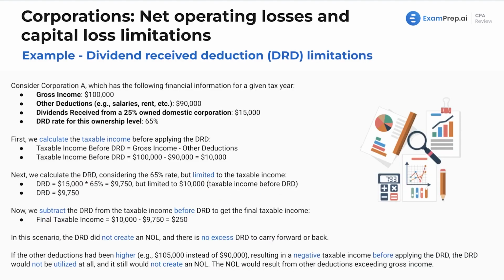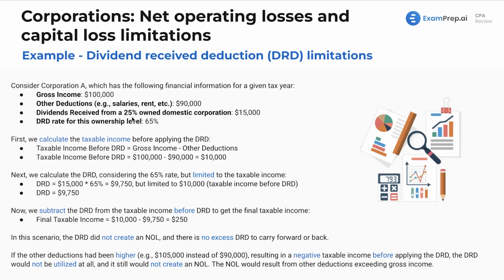All right, let's run through an example here. First off, we're considering Corporation A, which has the following financial information for the given tax year. We've got gross income of $100,000. We've got other deductions of $90,000, these being just normal deductions you'd see on the face of a 1120.